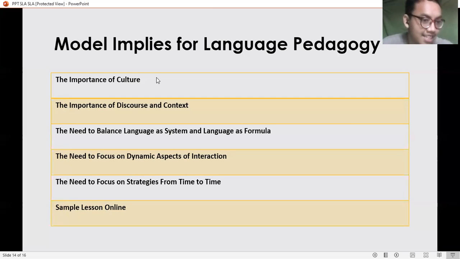Yes. Well, the next is the sample lesson online. This is the third one in model implies for language pedagogy. Sample lesson online is very important to discuss communicative competence, because communicative competence is something that we need not only in daily interaction, but also online. So the sample lesson online is something that we really need to focus on.